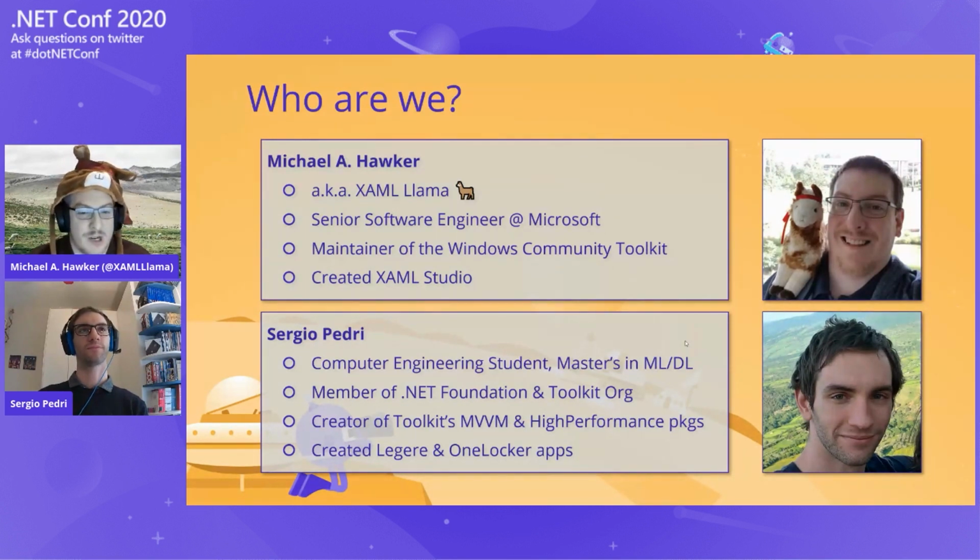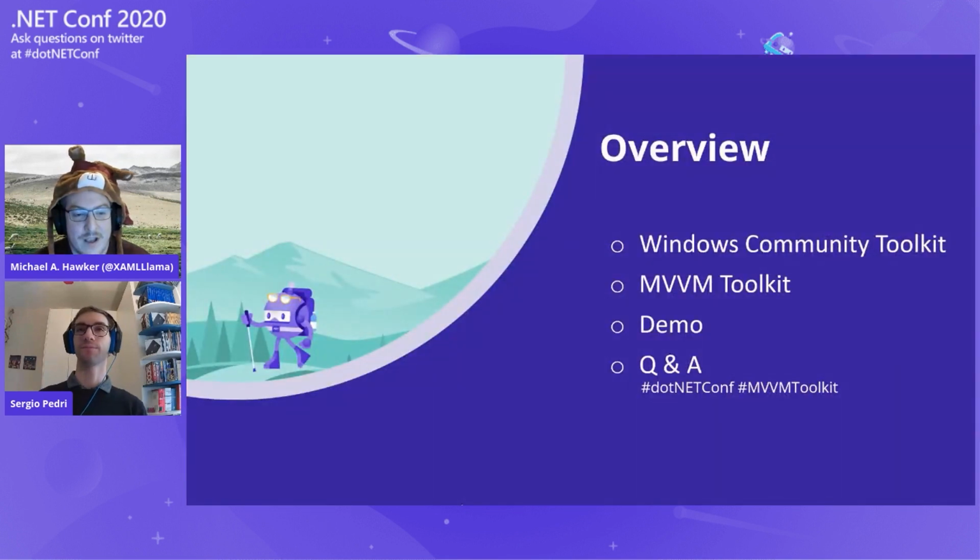And with me is one of our community members. Hi, everyone. My name is Sergio Pedri. I'm a computer engineering student and a member of the .NET Foundation and the Windows Community Toolkit org. I'm the author and maintainer of the MVVM Toolkit, which we're presenting today, as well as the High Performance package, which is another package in the Windows Community Toolkit. I'm also a UWP developer and the author of Ledger and OneLocker, which are two UWP applications in the Microsoft Store.